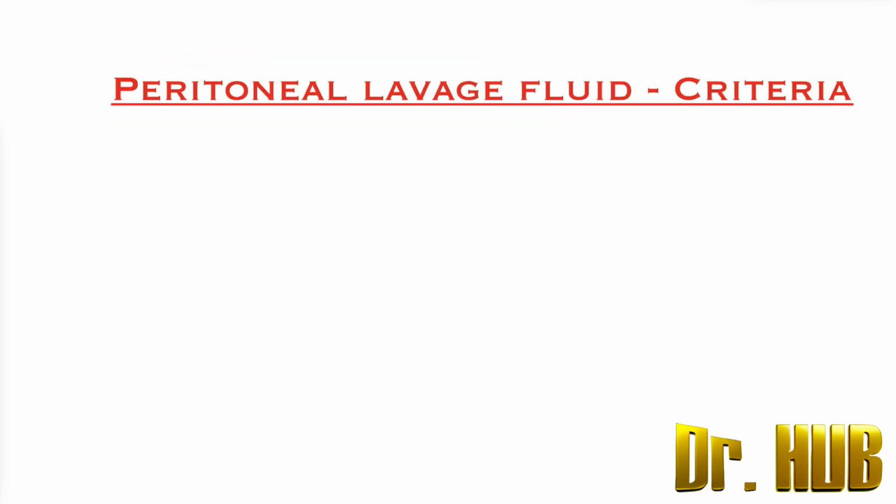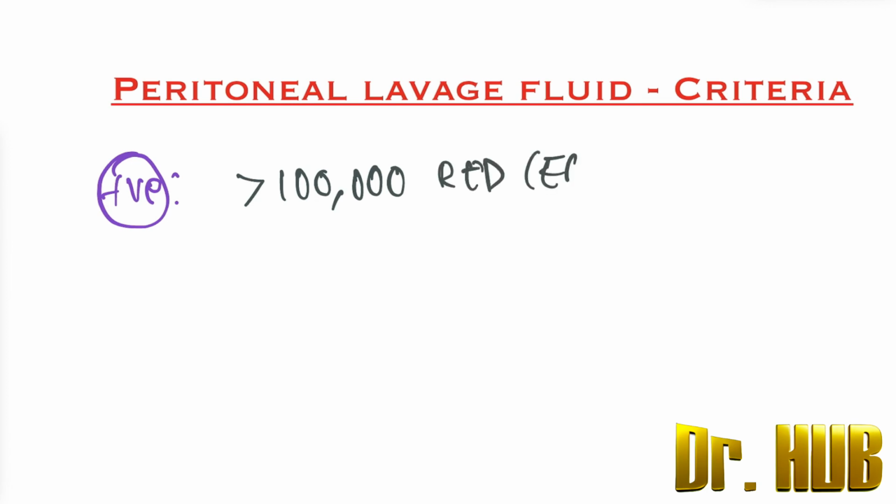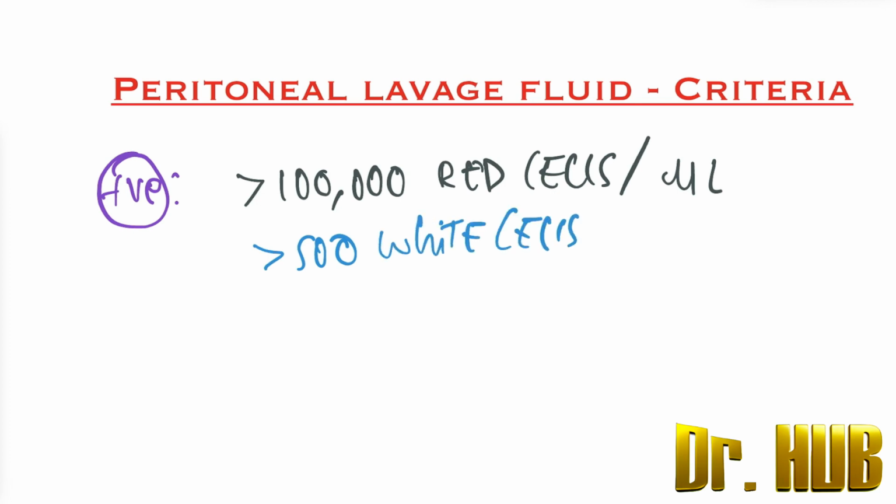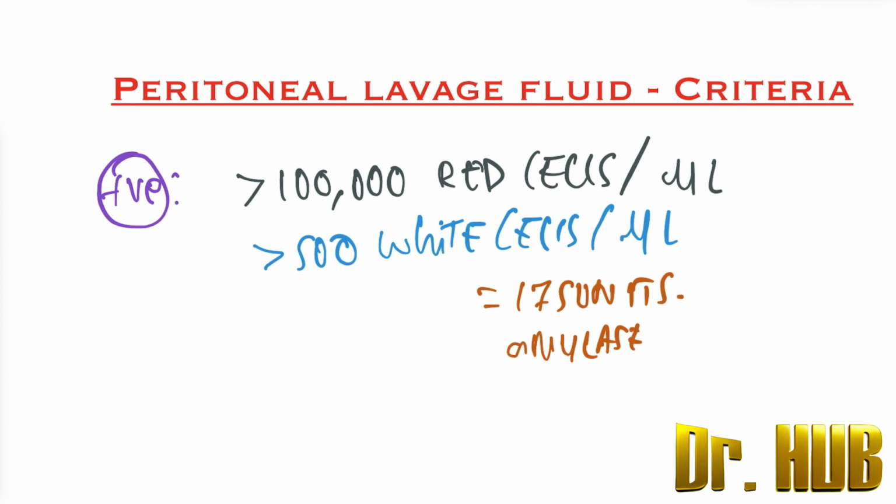Peritoneal lavage fluid, and we are looking at the criteria. Under this, we look at first the positive. Under positive, it includes greater than 1 lakh red cells per microliter. Next is greater than 500 white cells, also in microliters, and amylase equal to 175 units per dl.